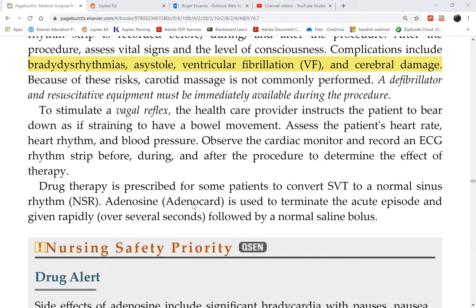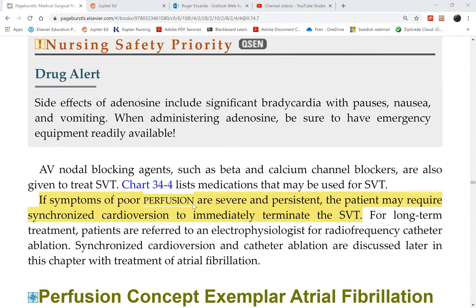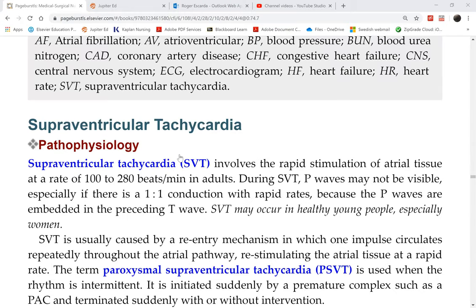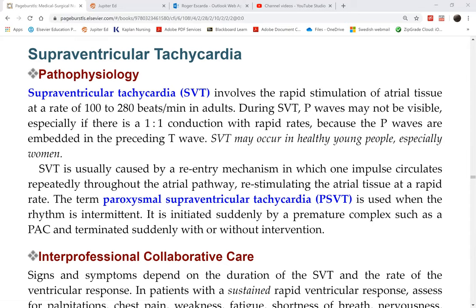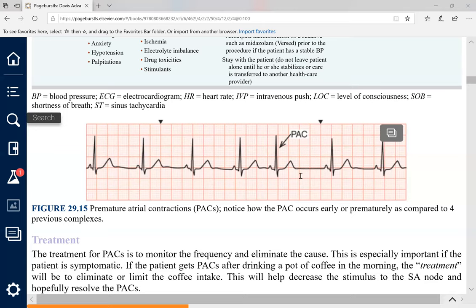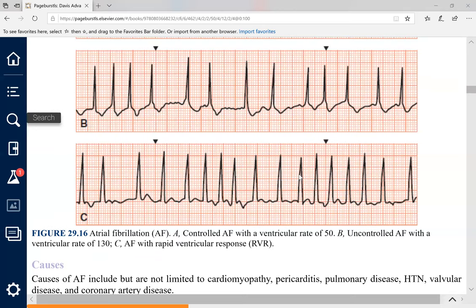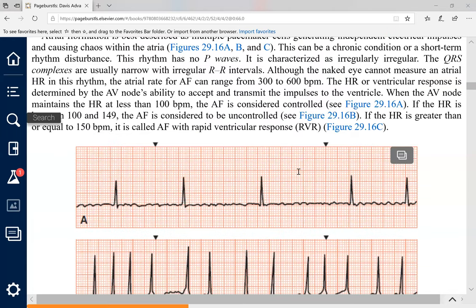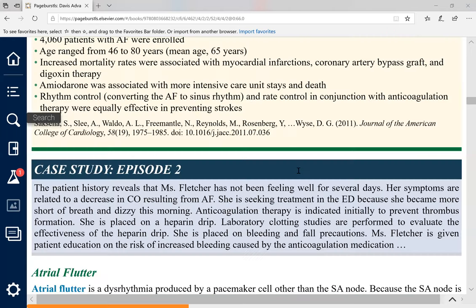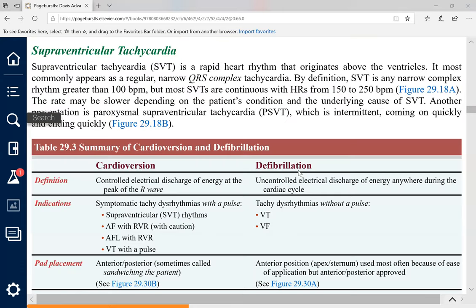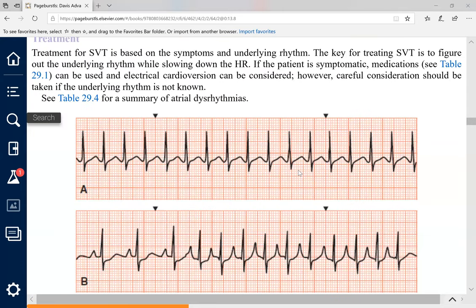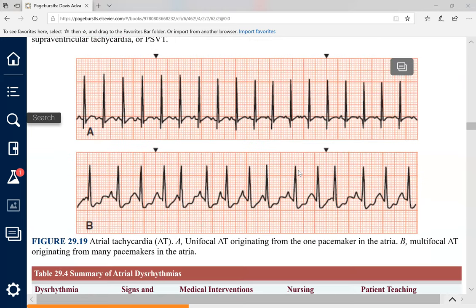There is no strip for your SVT. I'll show you on the other textbook. Again, if it's not shown here, I can't test it. I just want you to see what it looks like. That's a fib. Okay, so this is SVT.